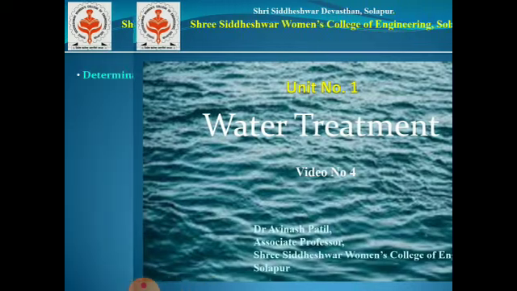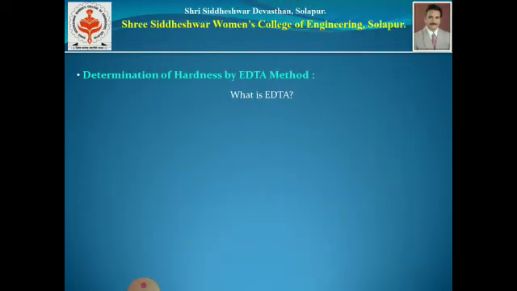Now, in this video, we will see how to determine the hardness experimentally. If any water sample is given to you, how can we determine its hardness so that we can confirm it is safe for use? So, it is determined by the EDTA method.